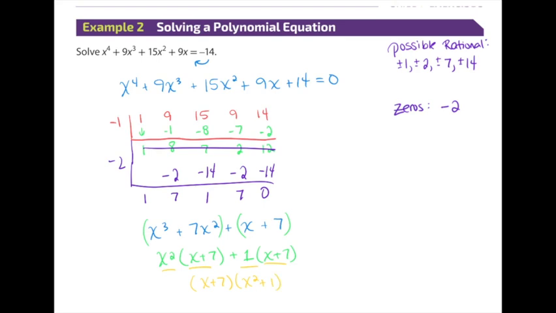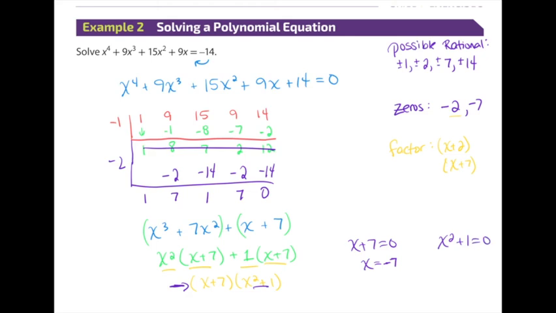All right. So I have found one of my zeros, that is negative 2. The factor for negative 2 is x plus 2, right? That's my factor. I can find another 0 right here. Set x plus 7 equal to 0. What is my 0 going to be? Negative 7. So that's another 0. And I know another factor, x plus 7. All right? What about this one? X squared plus 1.